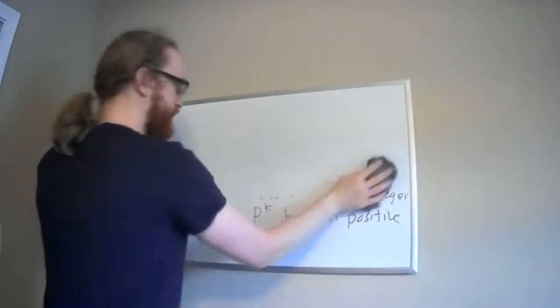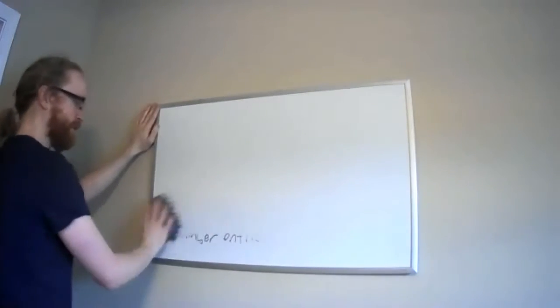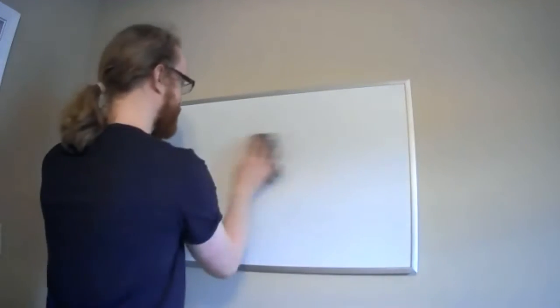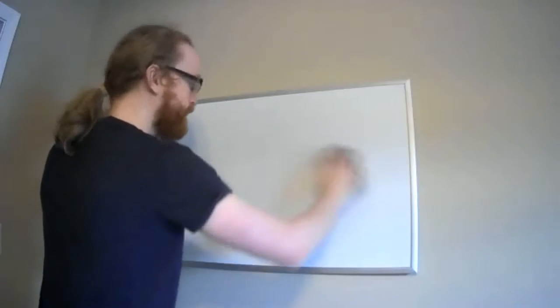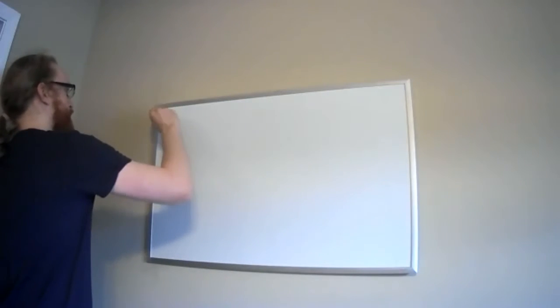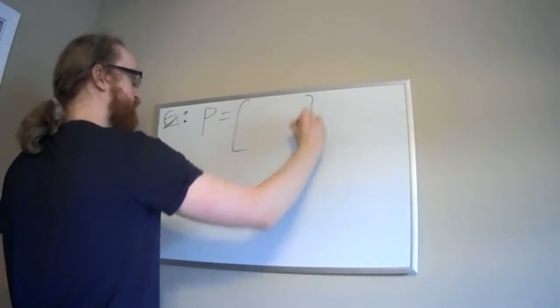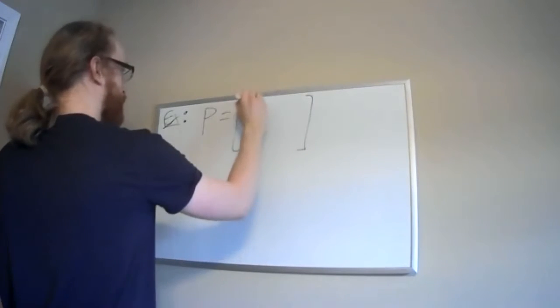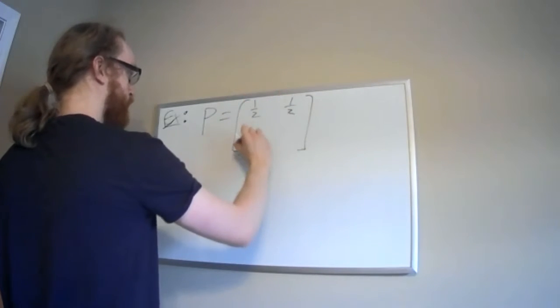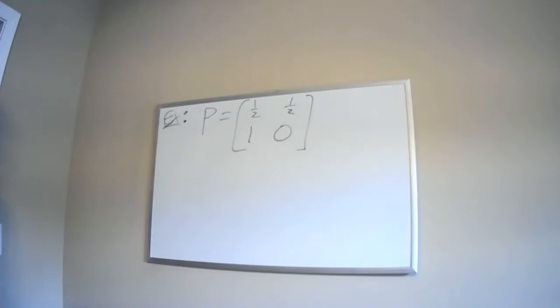So I'm going to give you an example of something that is regular, and then I'm going to give you an example of something that's not regular. So hopefully we can see clearly what the difference is, what makes something regular. So here's something that is regular. First example. Suppose my Markov chain has this transition matrix: 1 half, 1 half, 1, 0. Okay. So this is a transition matrix for a Markov chain, and I claim it will be regular.